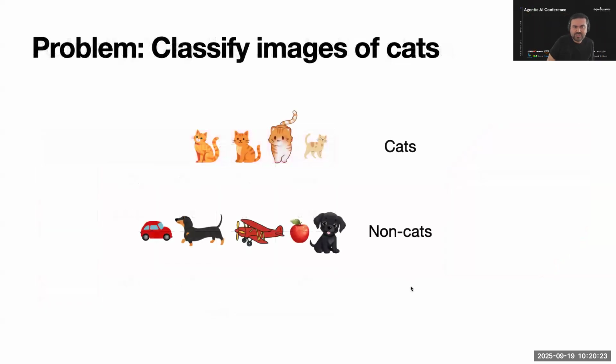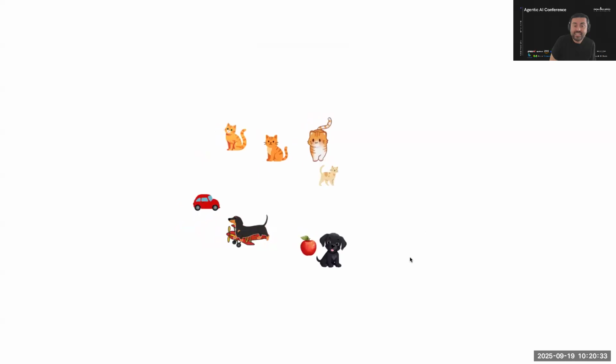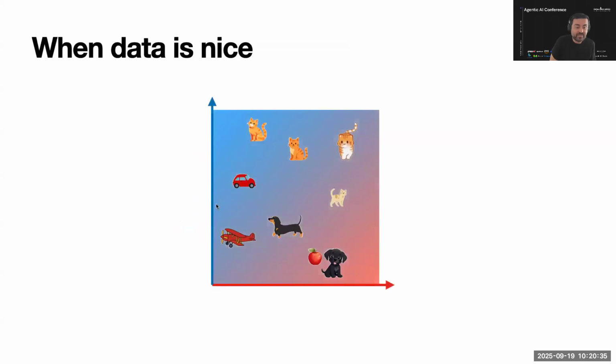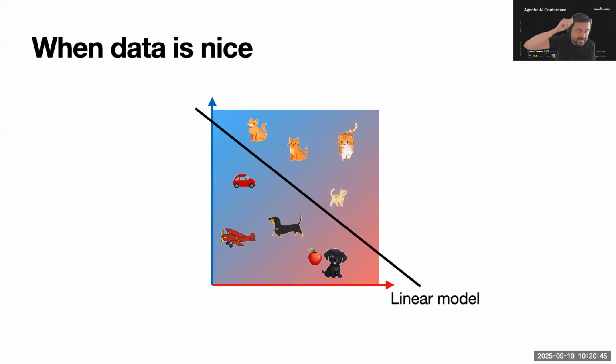So let's talk about neural networks. How do you classify images of cats? This is 10-year-old stuff from when we started recognizing images. If data was nice, and I put them in an embedding, and everything here is cats and everything here is not cats, then I just come up with something called a linear model. A linear model is a line. I cut it with a knife. All the cats are here and all the non-cats are here.